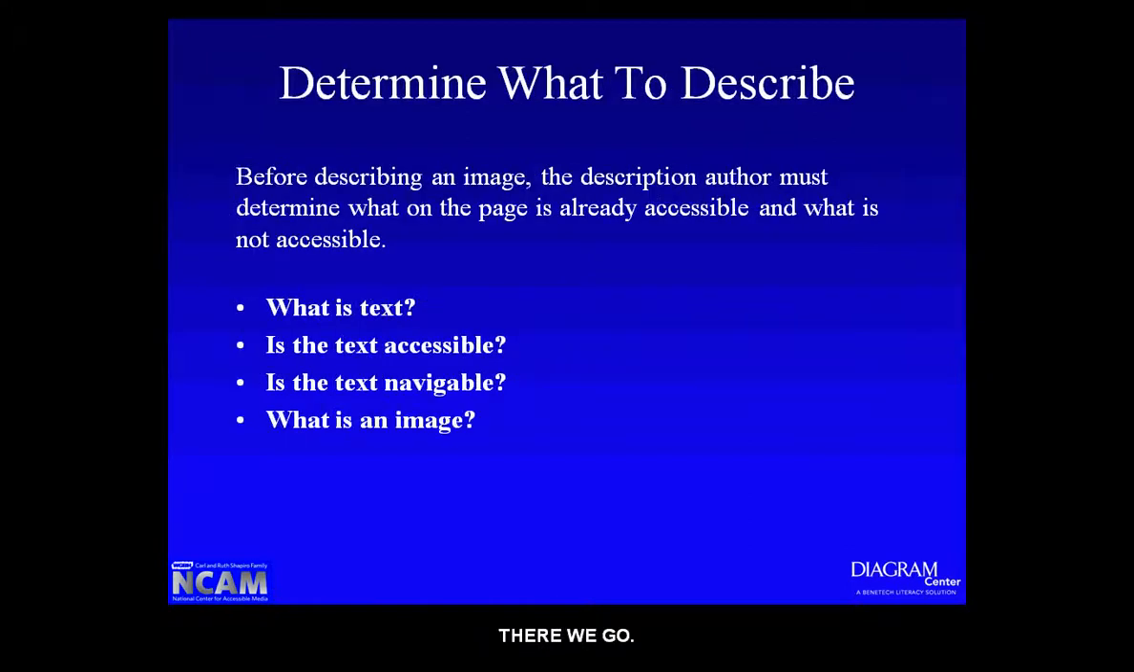And I can't advance a slide. There we go. But before you can even write a description, it's necessary to determine what is accessible and what is an image. Really, there's sort of 4 questions. What is text? And we're talking about when you look at the page, what is text? Is the text even accessible? Is it navigable? And then what is an image?